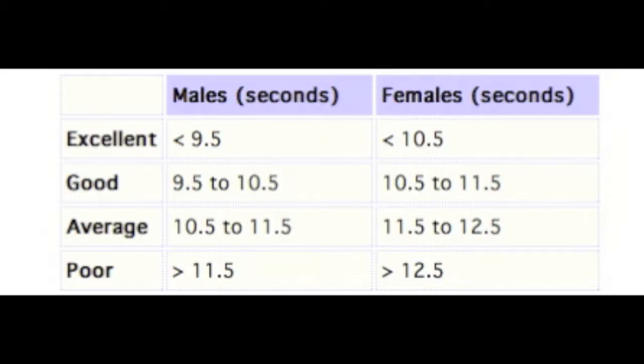This is a chart from the Tops End Sports website. This chart is based off the overall population tested, characterized by excellent, good, average, poor, and gender.